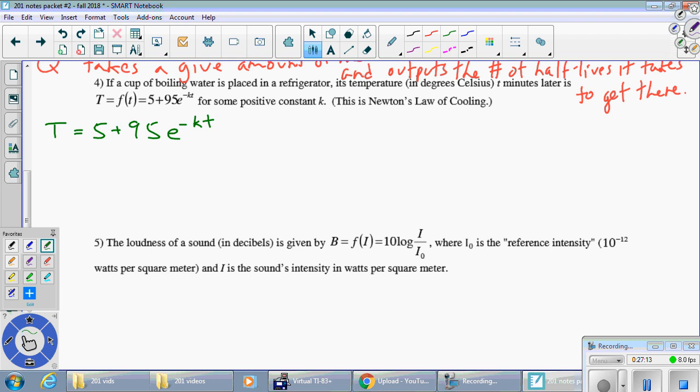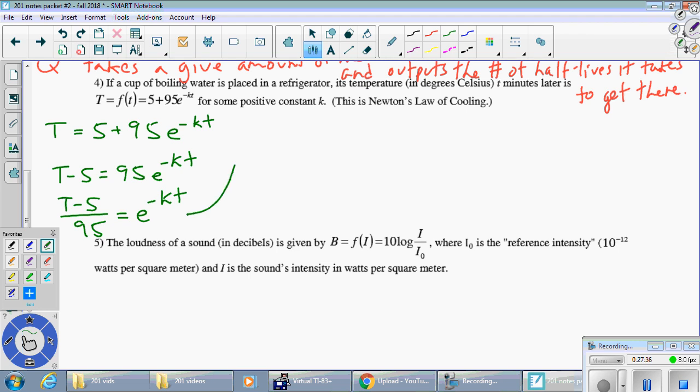k is a constant. So again, logs are the right tool because the variable is in the exponent, but the 5 needs to move, and the 95, and they have to go in the right order. So clearly the 5 goes first by subtracting, and then the 95 goes next by division. And then we're going to do the log of both sides.